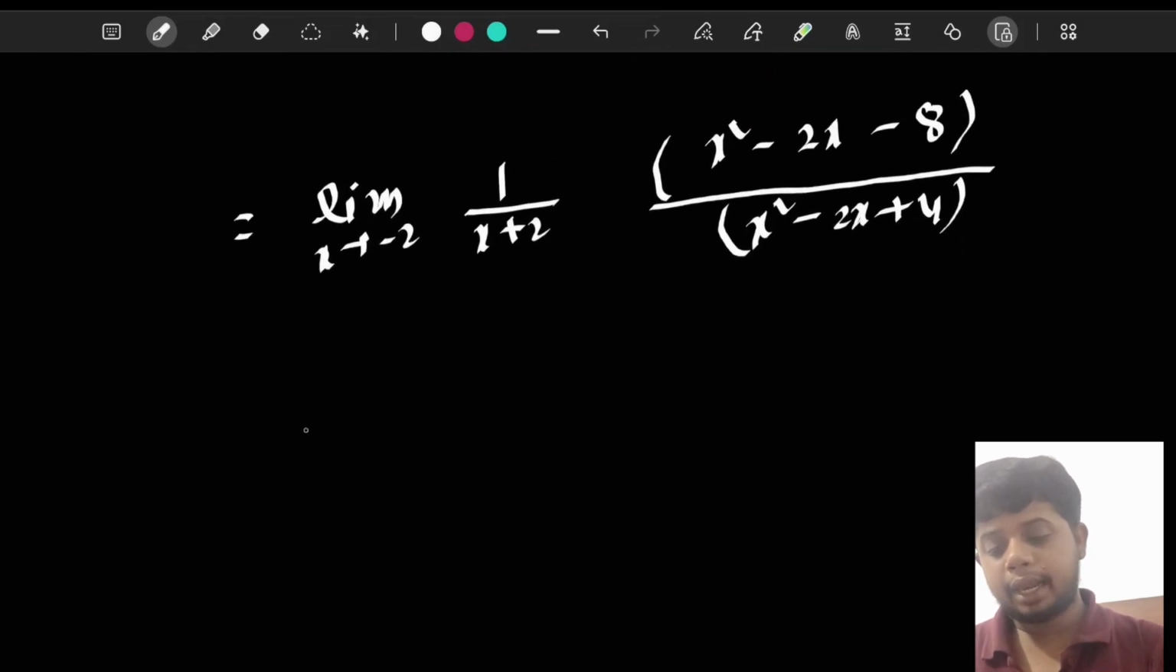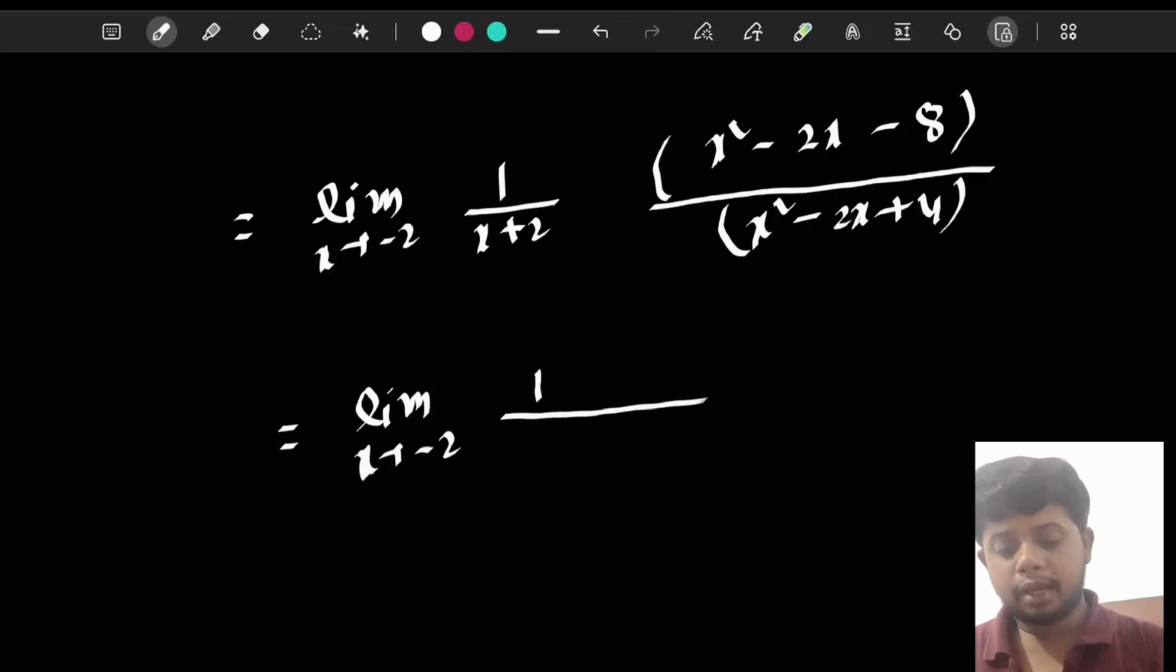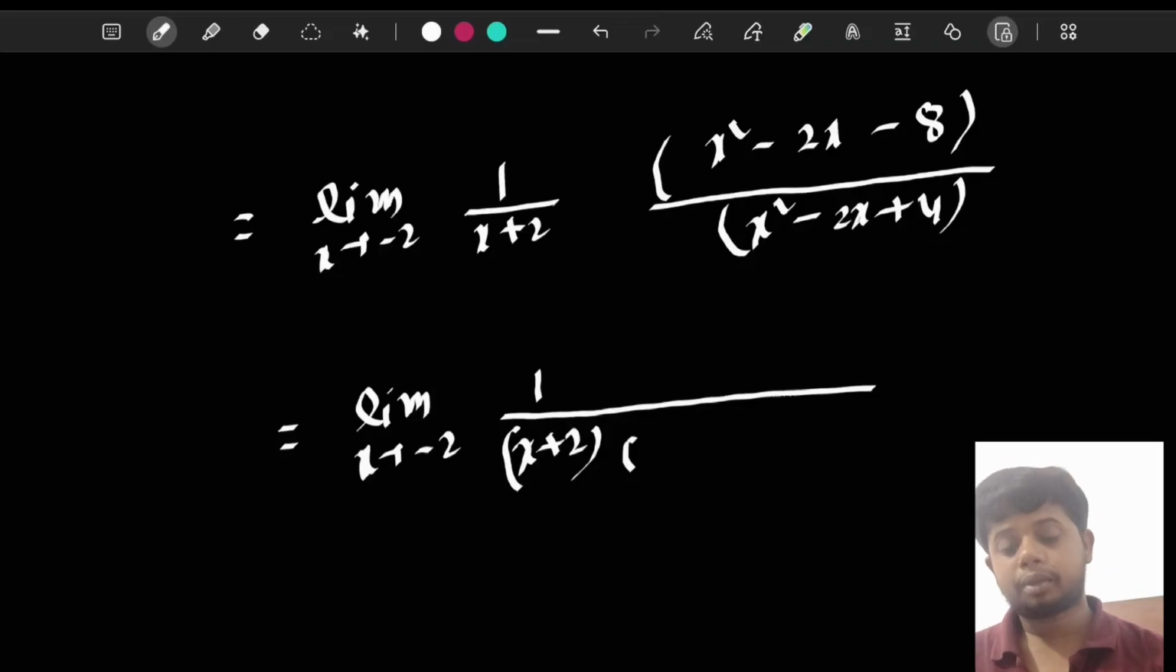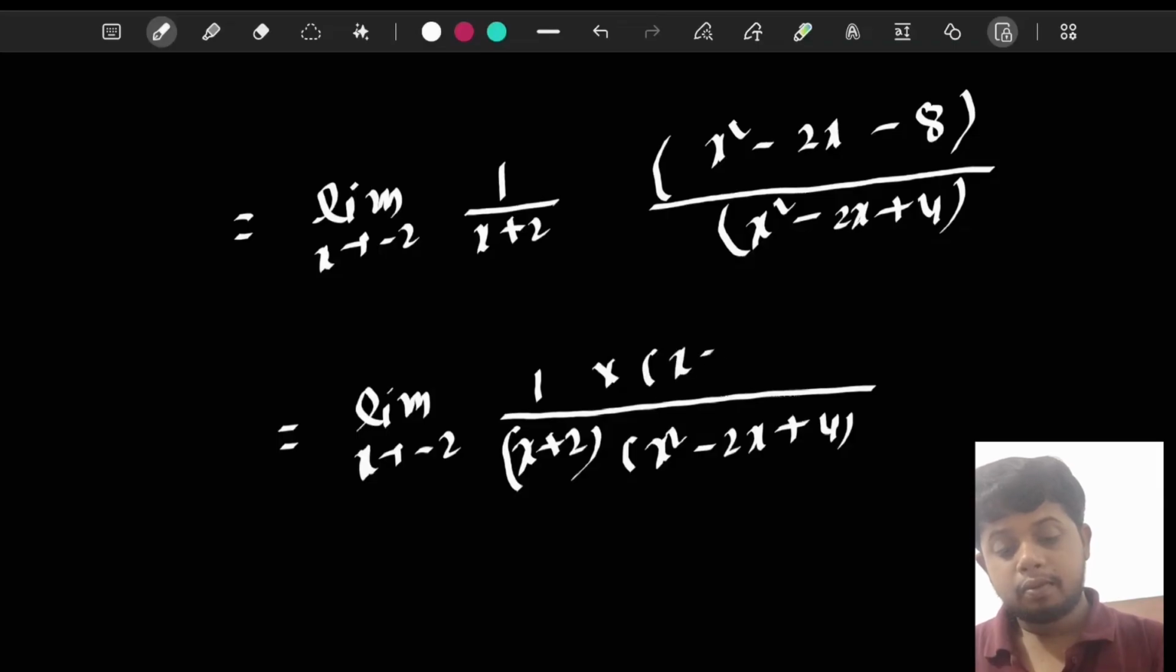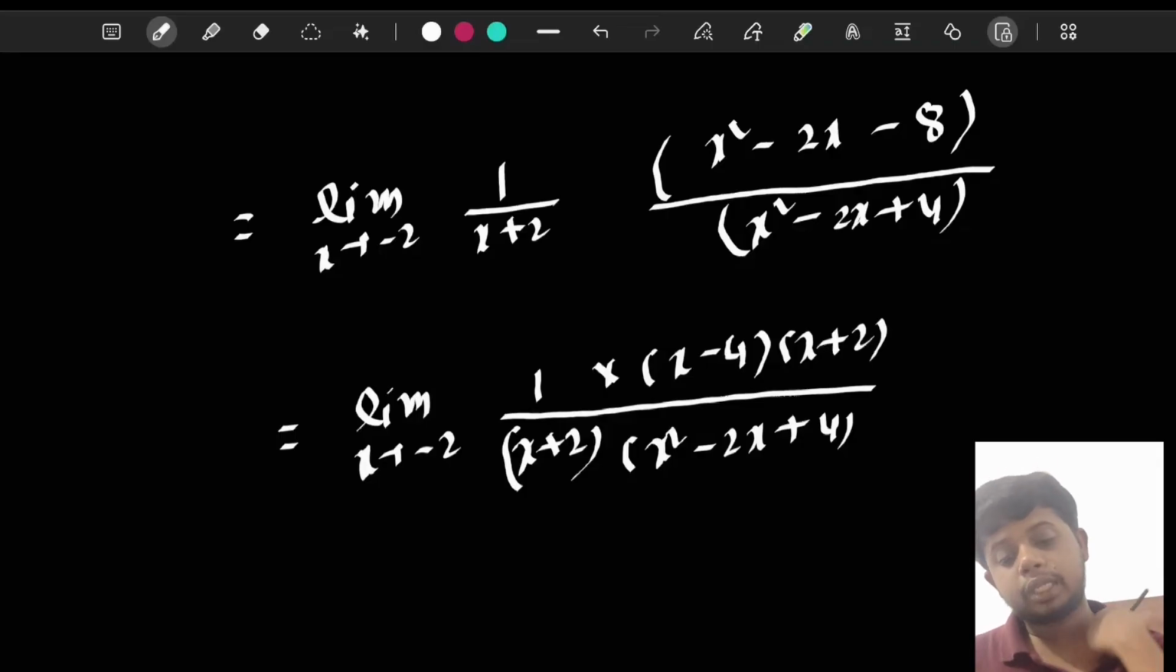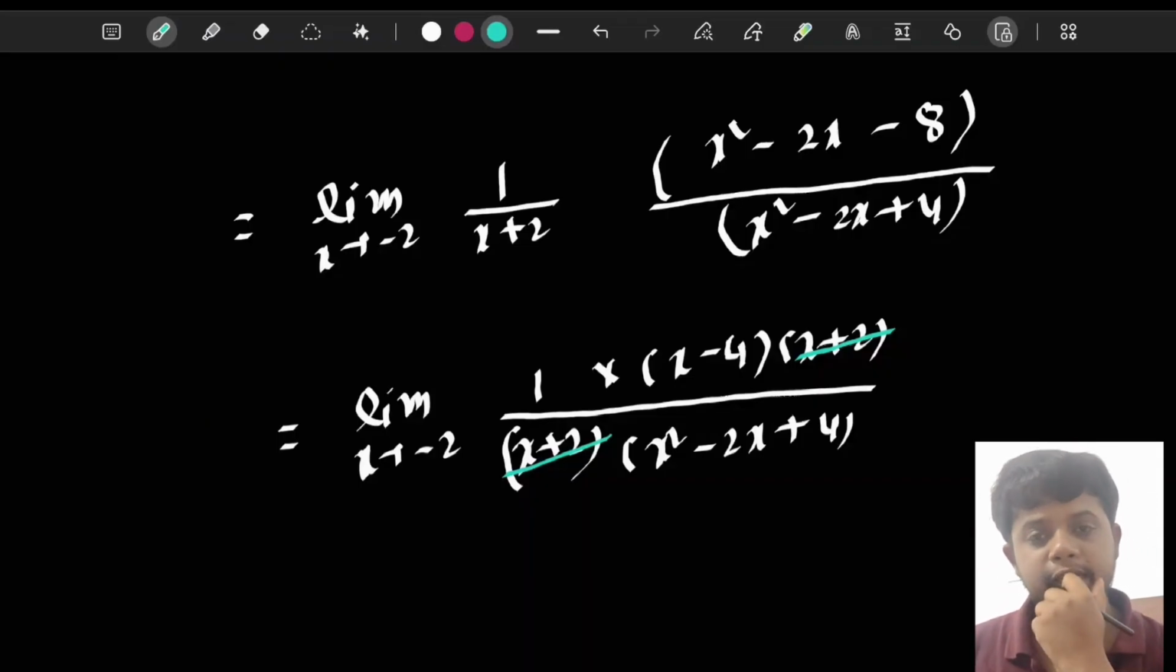That means can I write here limit x tending to minus 2, 1 by x plus 2 into x square minus 2x plus 4, and here I am getting x minus 4 into x plus 2 for x square minus 2x minus 8. Correct. That means this x plus 2 and x plus 2 will cancel each other? You'll say yes, it will cancel.